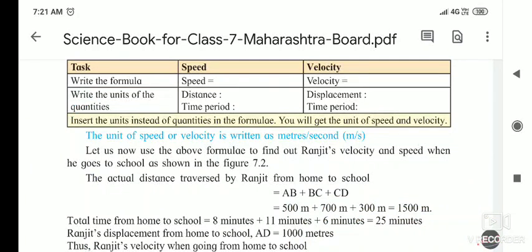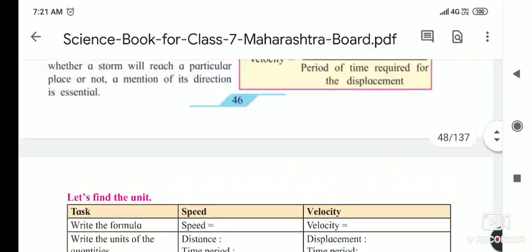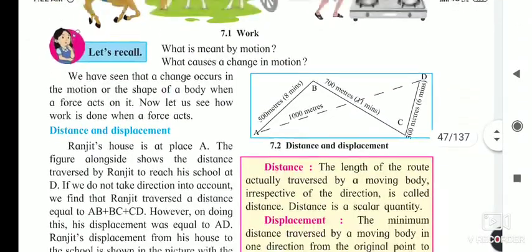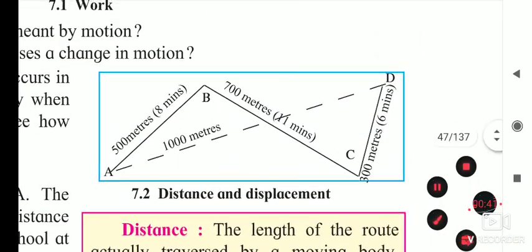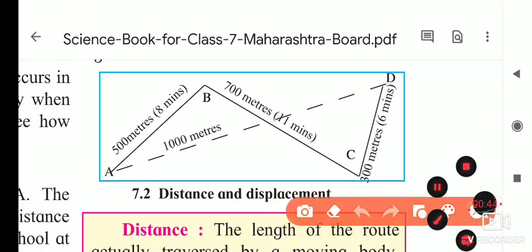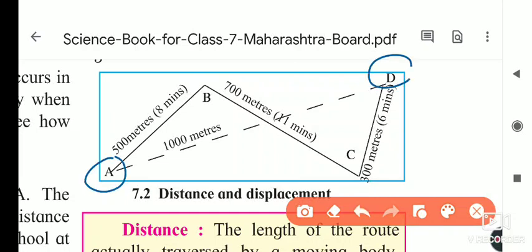Now let us use the above formula to find out Ranjit's velocity and speed when he goes to school in figure number 7.2. So here it is figure number 7.2, that we had seen in our last lecture. Here, to cover a distance means, Ranjit's home is here and here is the school of Ranjit, and to reach the school he used the way or path AB, then BC and then CD.